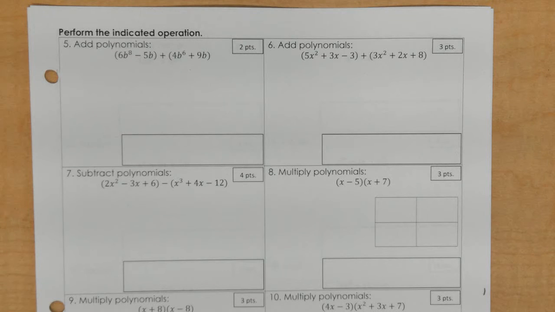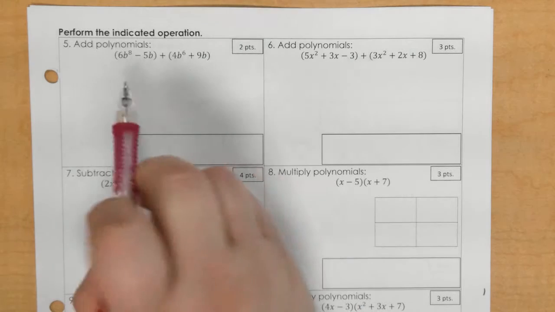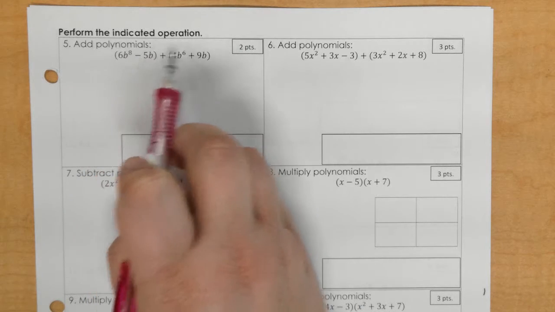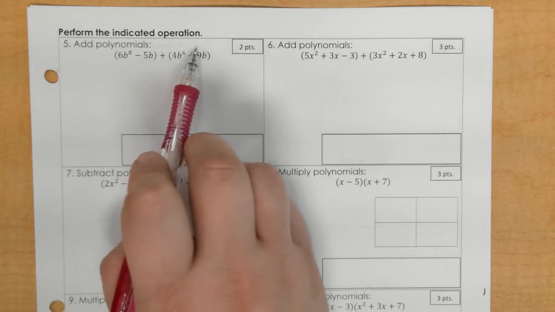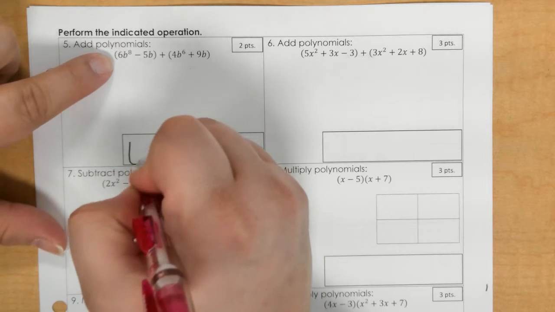So for 5 and 6, they want you to add polynomials. So I'm looking for the biggest exponent. Looks like 8. And there's no other 8s. So I just bring this straight down.